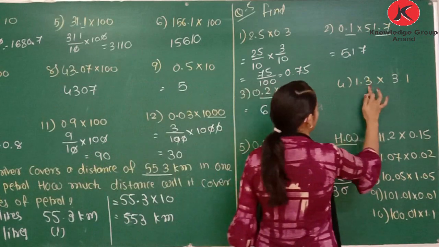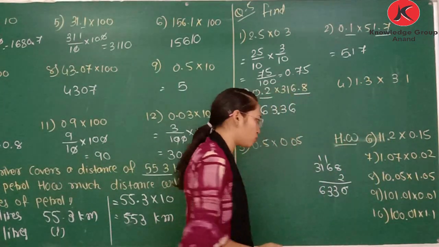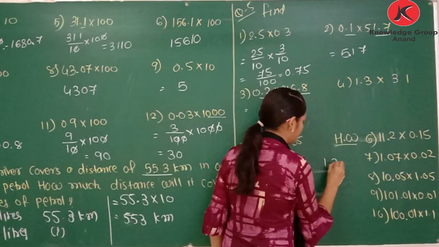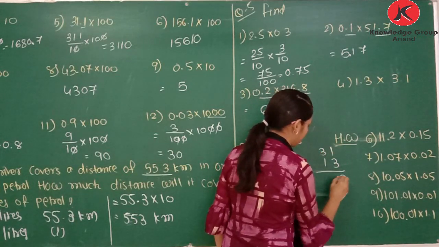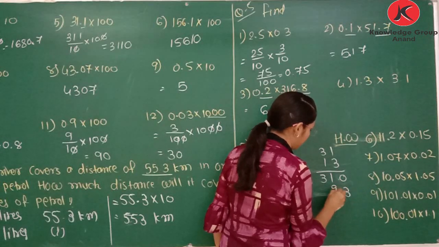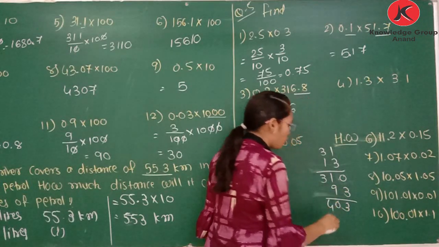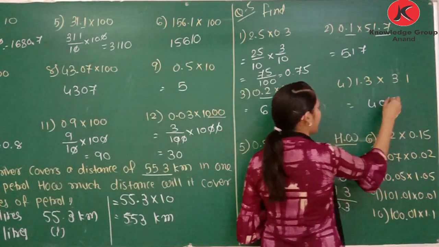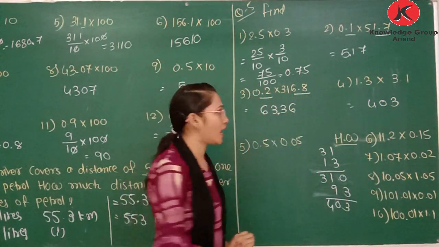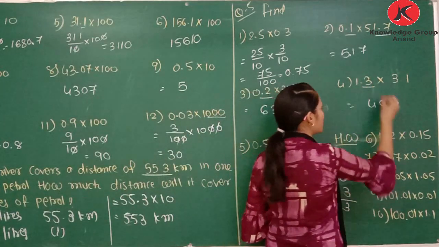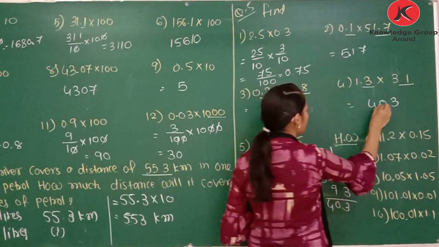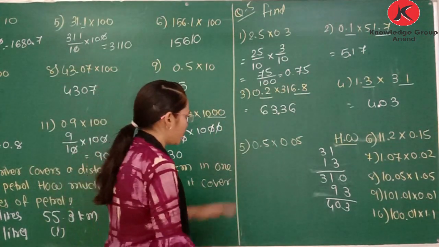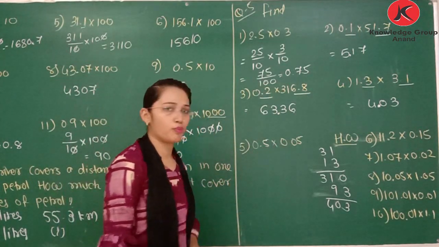Next 0.1 multiply 0.31, that we have to perform. So the answer will be 403, but there should be a decimal point after 2 digits. Why? Because there is 1 digit here and 1 digit here, total 2. So it is 4.03. Clear?